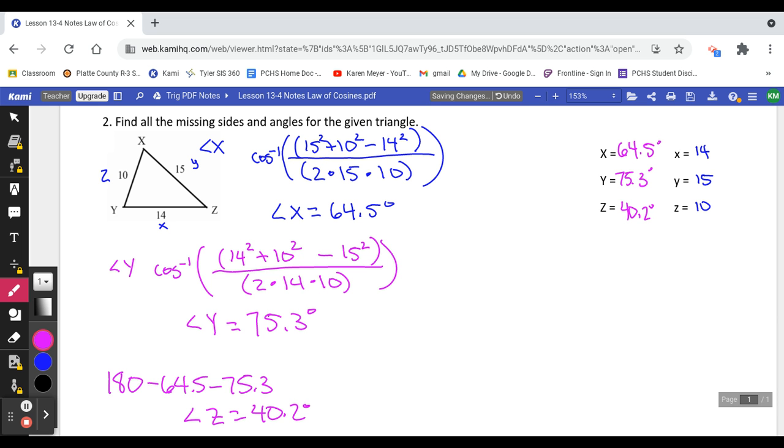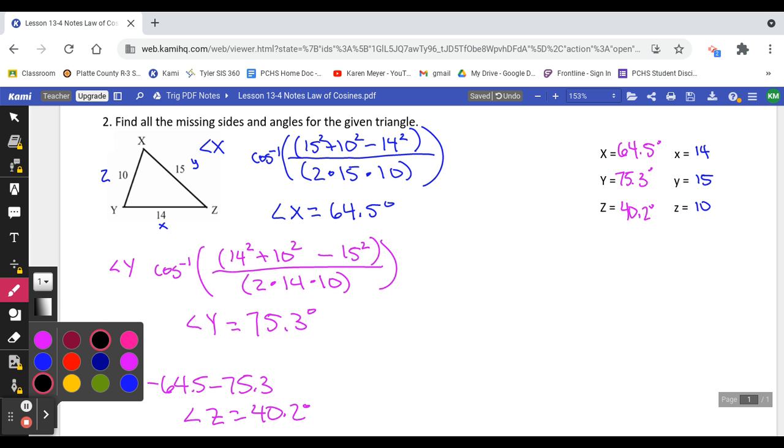But wait, just like everything, there's always two different ways you can do the problem. So let's say after we found angle X, then some students will look at me and they'll say, oh, well, Ms. Meyer, we now know little x and big X. So could I switch to the law of sines? And the answer is, why, yes, you could have.